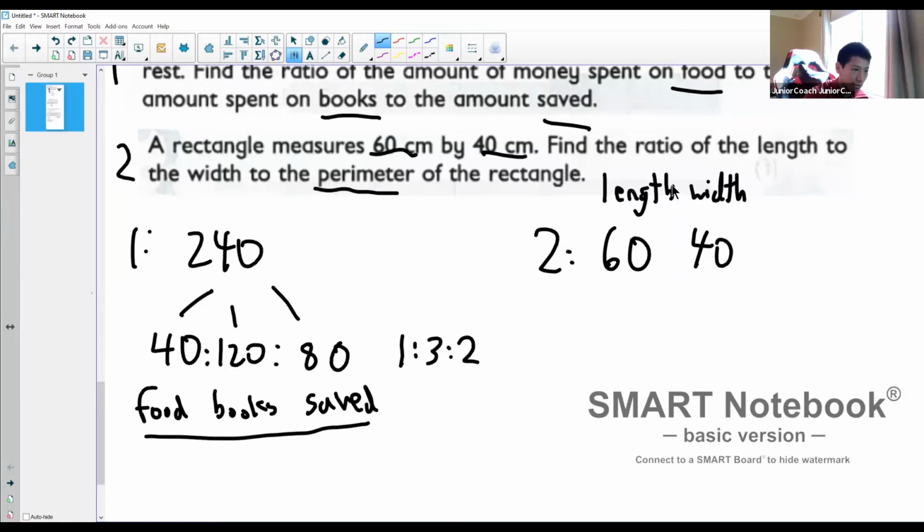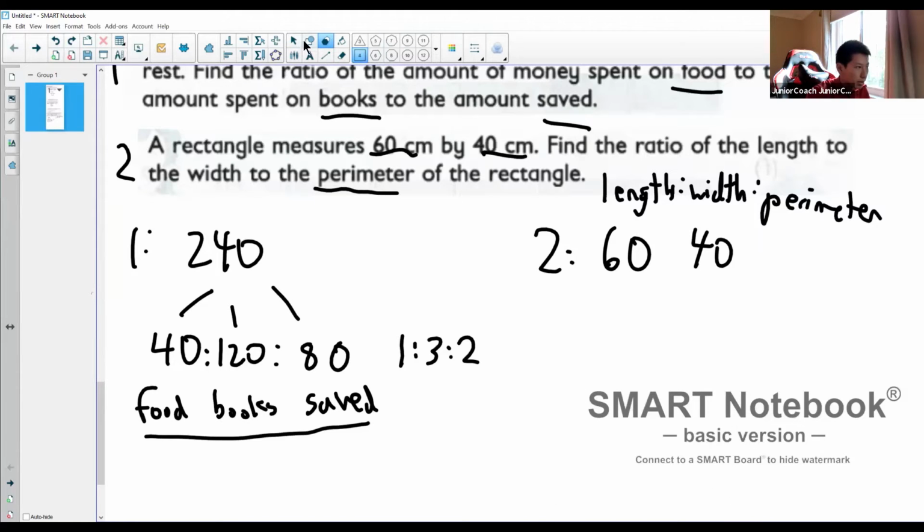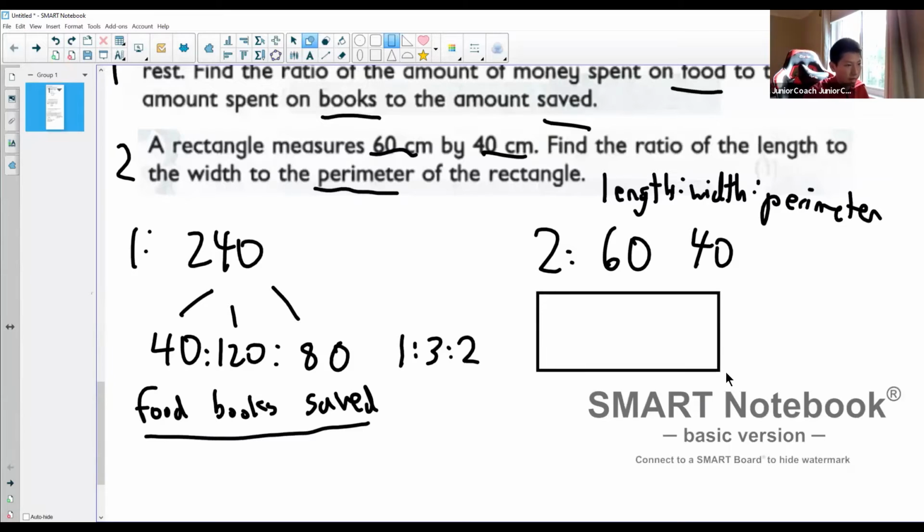We have length, width, and then the perimeter. Now, what is the perimeter? The perimeter, since this is a rectangle, if this is not straight, sorry. Actually, I'll take a rectangle from here. How about that? This is a square, not a rectangle. I was looking for a rectangle. Is this a rectangle? Yeah, this is a rectangle. This is a square. This is a rectangle.